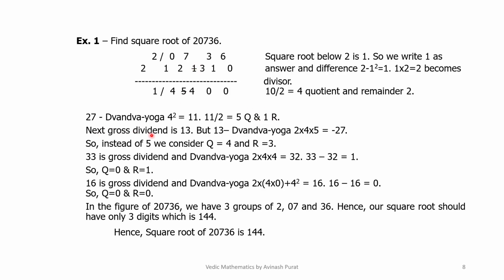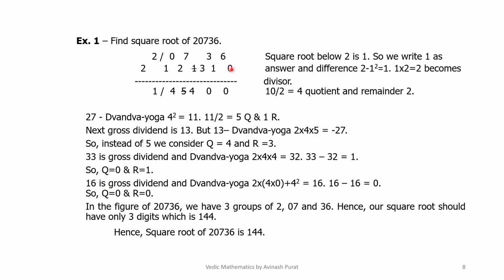But the next gross dividend is 13. But 13 minus Dvandva Yoga 2 into 4 into 5 equal to 27 minus 27. So instead of 5 we consider Q equal to 4 and remainder R equal to 3. So 33 is the gross dividend and Dvandva Yoga 2 into 4 into 4 equal to 32. So 33 minus 32 is 1. So Q equal to 0 and remainder is 1.